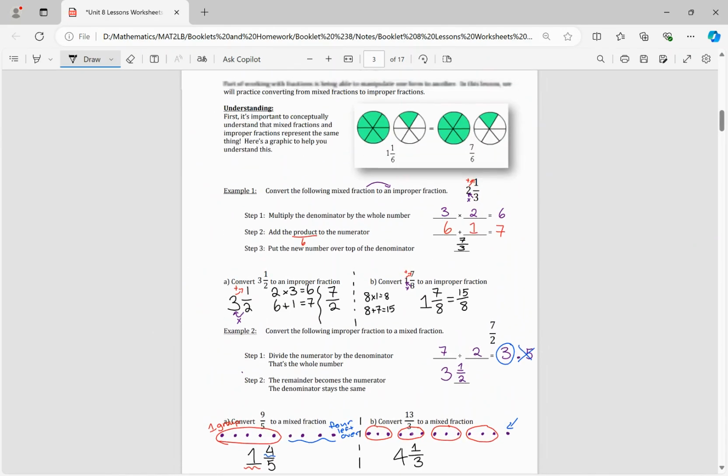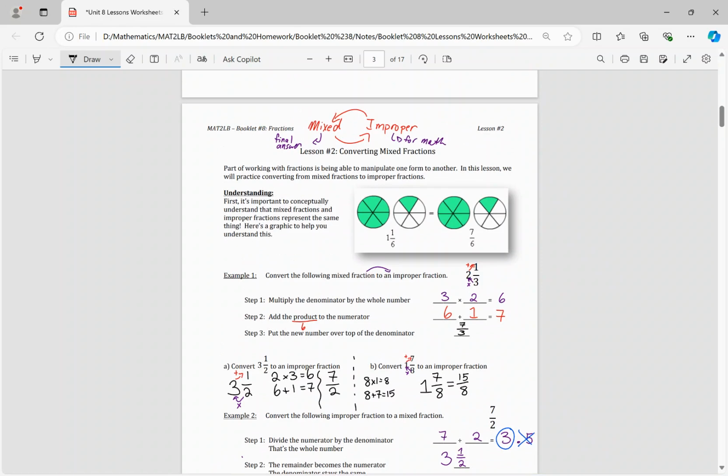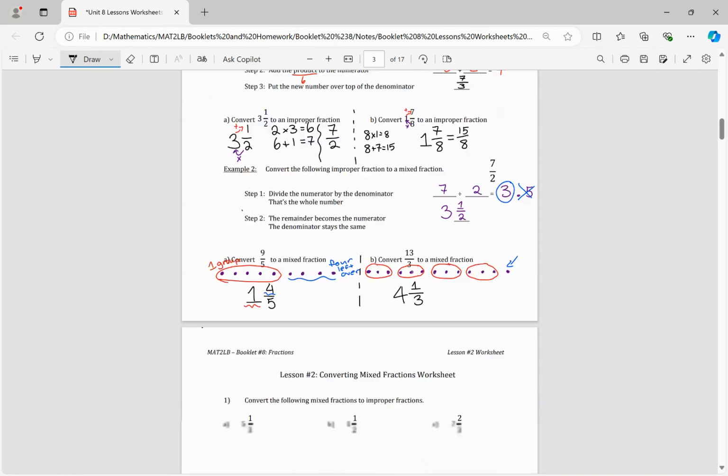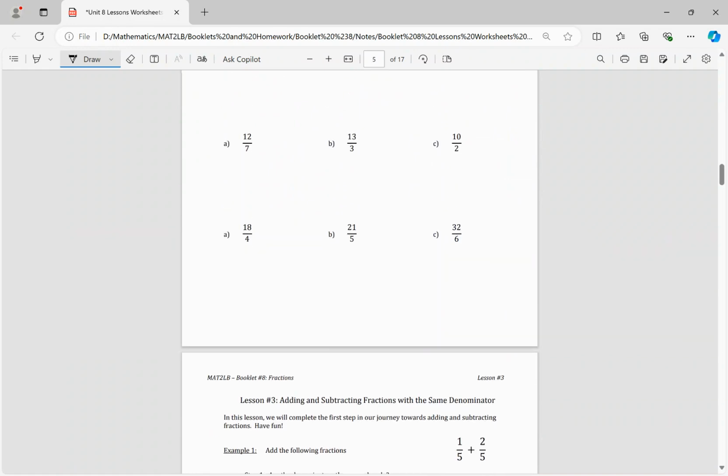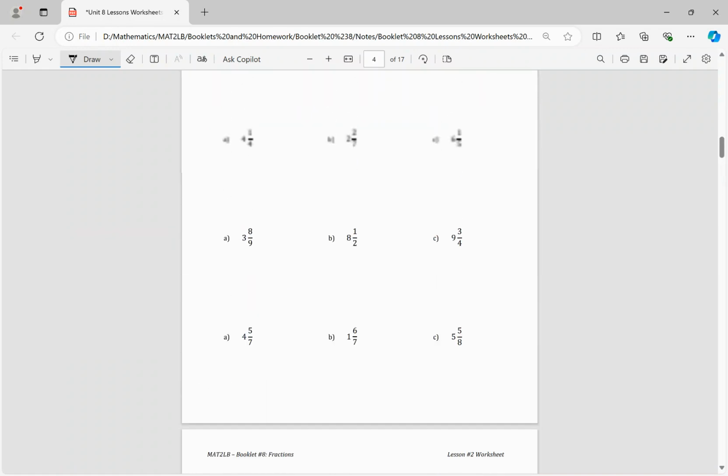So as usual, if you have any questions about that, please let me know. And take some time now to complete the following homework. This one is 2 pages, but it does take a little bit of extra practice.